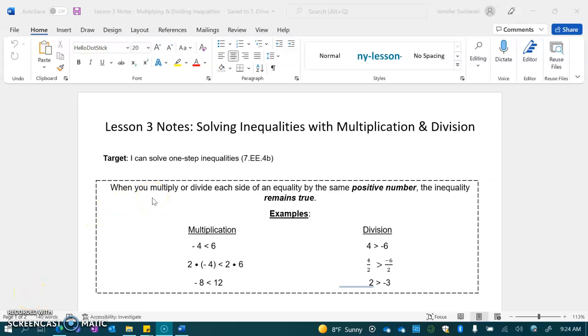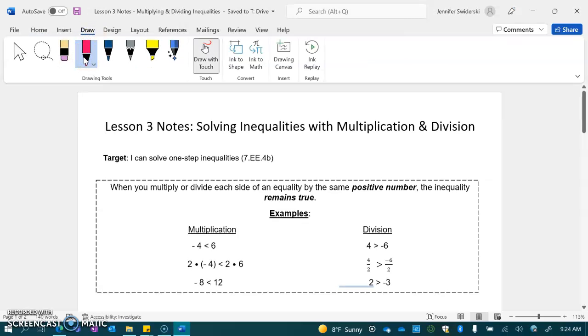All right, guys, so for lesson 3, we're doing the same thing we did yesterday, but with multiplication and division. As you recall from yesterday, we're talking about solving inequalities. An inequality uses the greater than, less than, greater than or equal to, or less than or equal to symbols, okay, to solve a solution or make a solution for that inequality. So when you multiply or divide each side of an inequality by the same positive number, the inequality remains true.